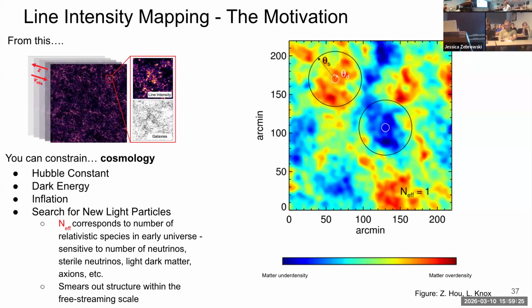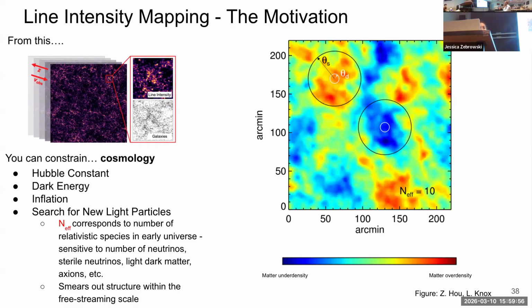The last thing I want to highlight is that you can also do particle physics and search for new light particles. N effective is the number that corresponds to the number of relativistic species in the early universe. So this is sensitive to the number of neutrinos, sterile neutrinos, light dark matter, axions, etc. And this smears out structure within the free-streaming scale. In this figure, I'm plotting N effective of 1 versus 10. If I flip back and forth, you can see how you're seeing this smearing out of structure. And this is something you hopefully will also be able to do with line intensity mapping.